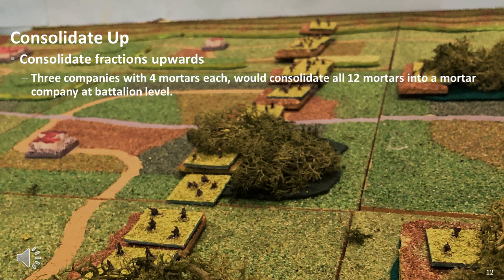3 companies with 4 mortars each would consolidate all 12 mortars into a mortar company at battalion level. 4 anti-tank guns at battalion level gets consolidated upwards to an anti-tank company at regimental level. This can then be attached downward as per the player's desire. This would allow you to field most of these low number element types, assuming this was even an important thing that you wanted to resolve.